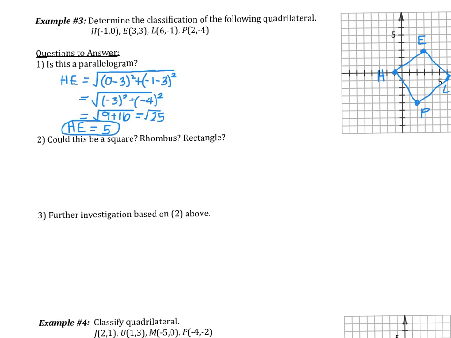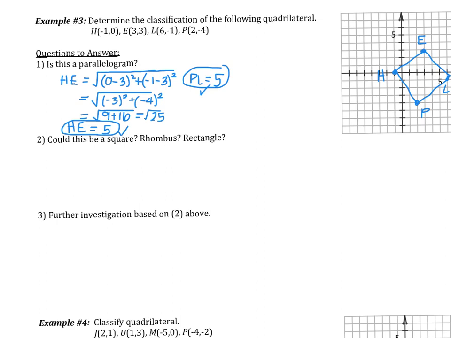Well, what side is opposite of HE? Well, that would be PL. So now find PL. This time I'm going to use my calculator. Use the program on there. Typing it in, you actually get PL equals 5 as well. So look at that, 2 of my opposite sides are congruent. I'm getting there. I have 2 more sides to prove though.